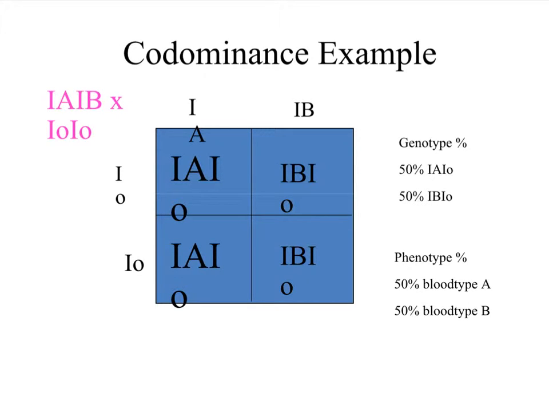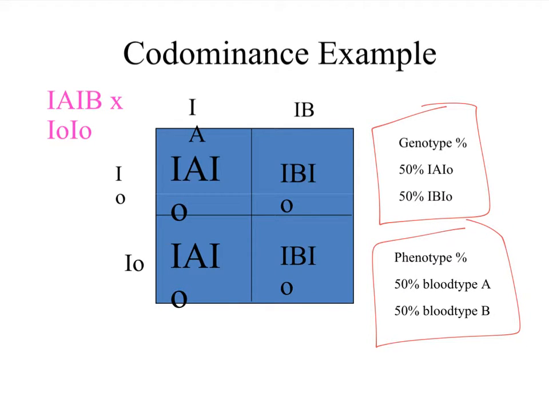Okay, here's an example. This isn't formatted right, but what I want you to see is the genotype percents written out without the superscripts. And then if you were doing phenotypes, you would just say what kind of blood type they were.